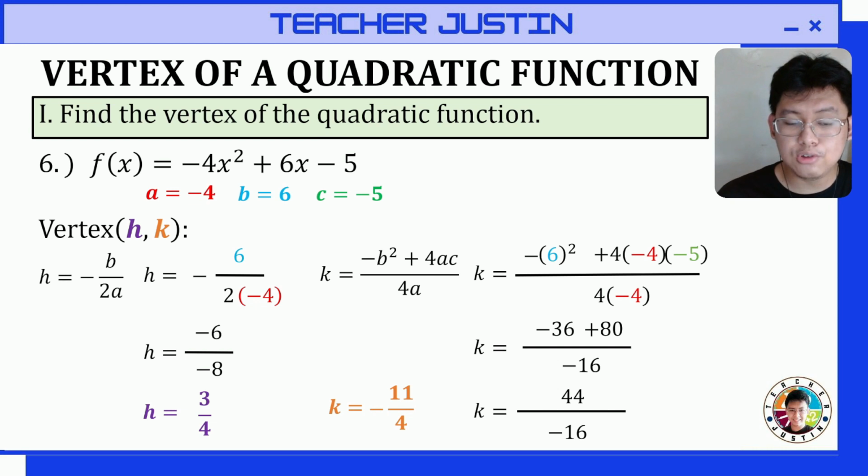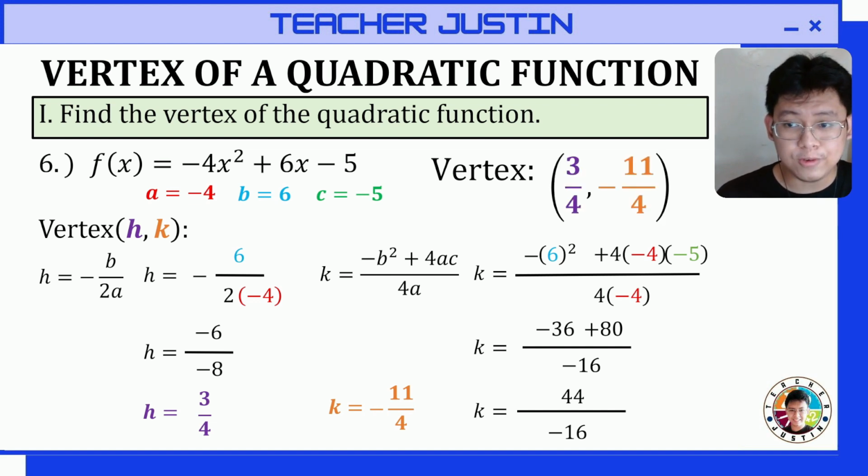So, nakuha na natin yung ating X coordinate at yung Y coordinate natin. We can write our vertex and it is located at 3 over 4, negative 11 over 4. And that's it. Ta-da! Alright.